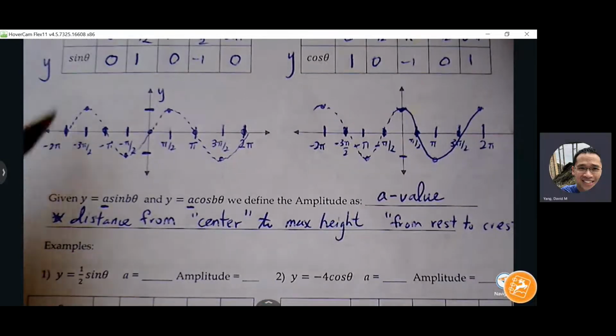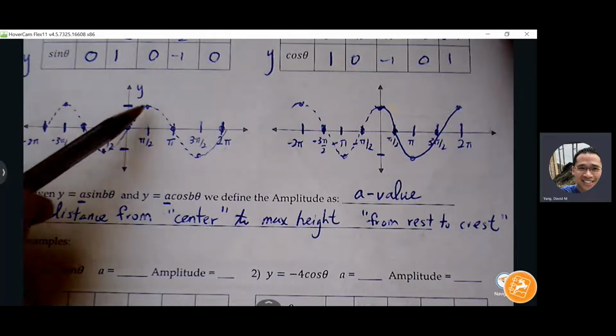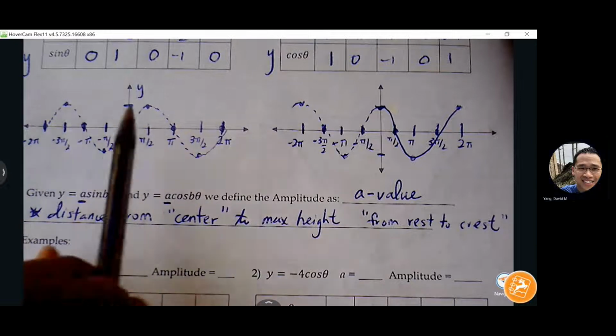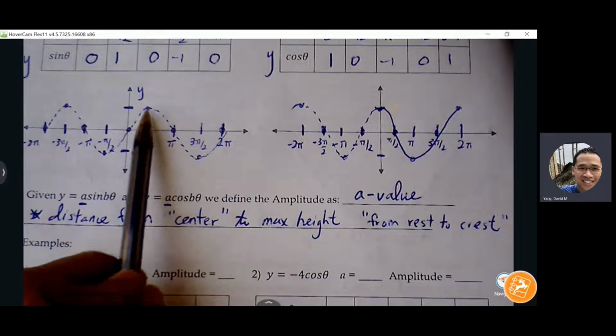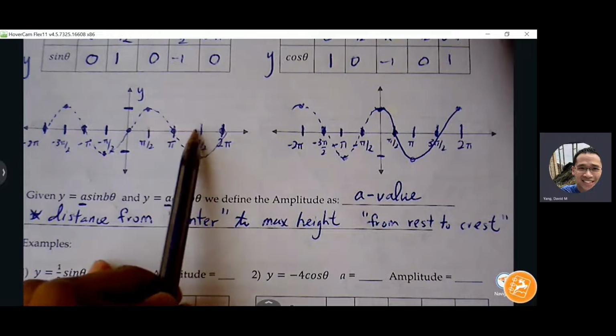So if you look at the sine graph, right, now there's a peak, there's a valley, there's a peak, there's a valley. You can tell that the center is going to be 0, right? And the distance from 0 to crest, or 0 to the peak, is what? What's that distance? 1. So that's your amplitude. Amplitude is 1. You can also count from the center to the minimum. That's also 1.